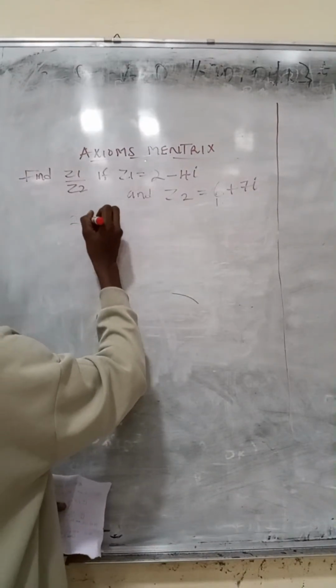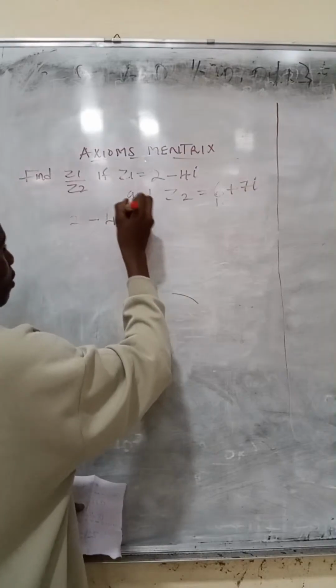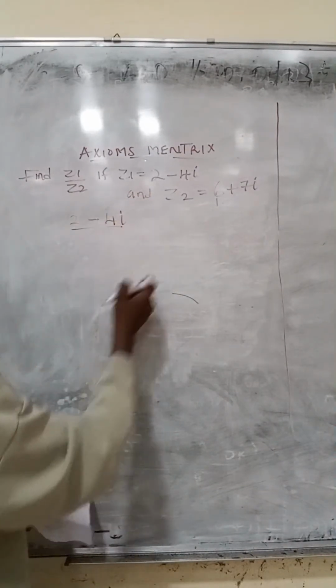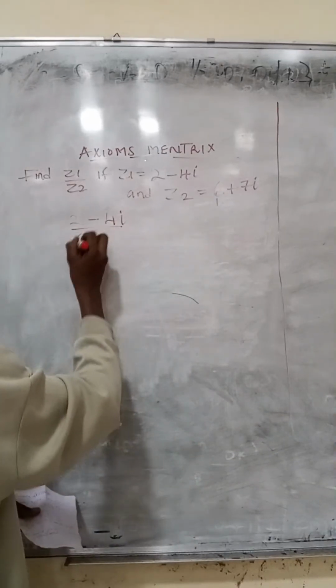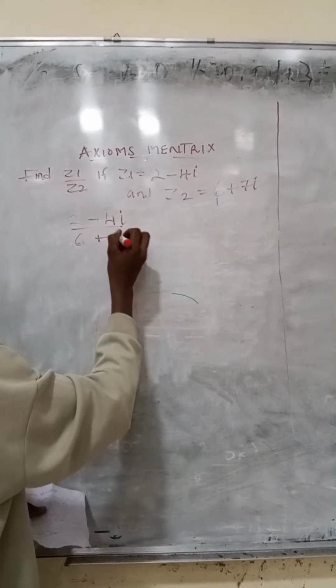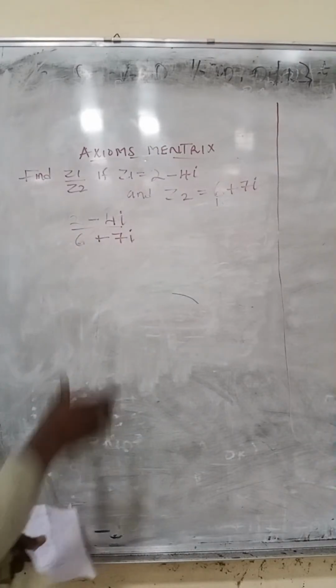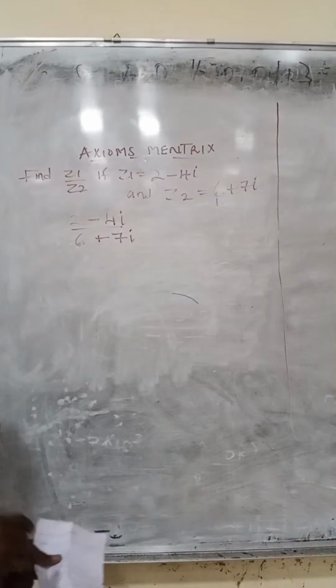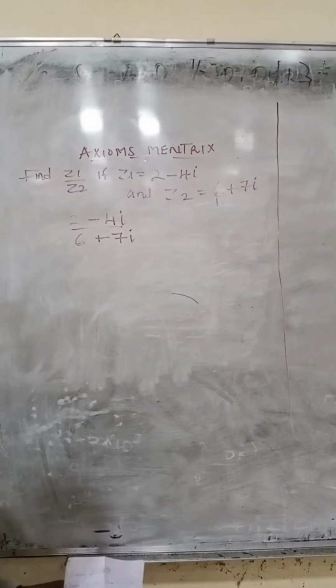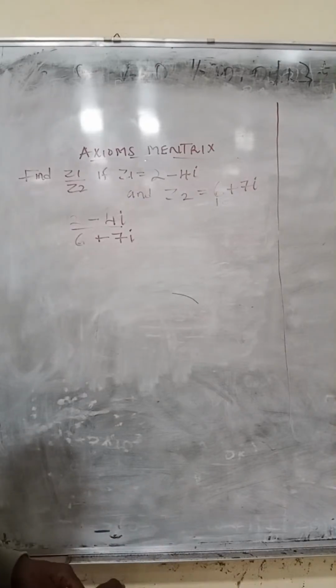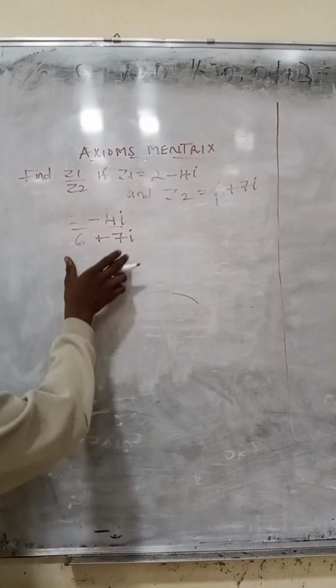2 minus 4i, all over my Z2, which is 6 plus 7i. Now, these are the two numbers that I'm bringing out. So the next thing I'm going to be doing from this point, let's take a quick look at this.